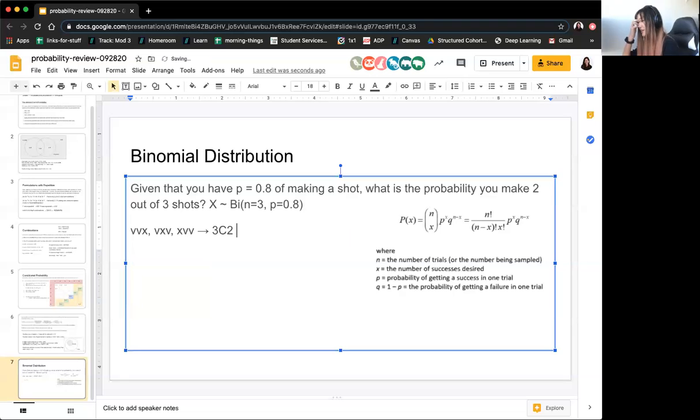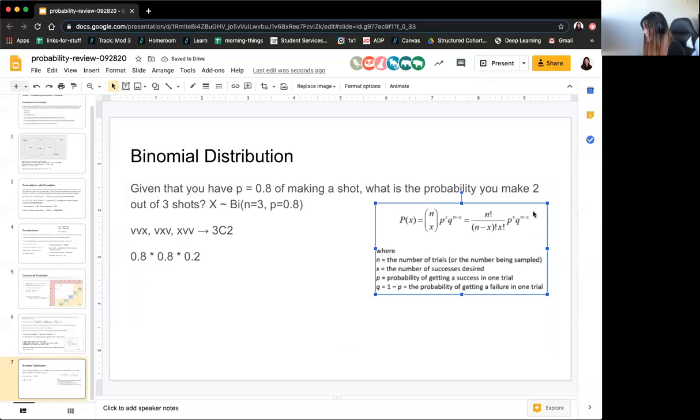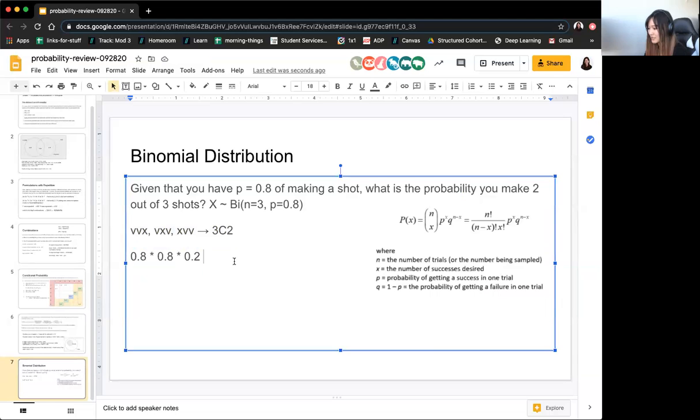So here we have 3 choose 2 ways of making 2 out of 3 shots. Then we bring in the probabilities. Making 2 shots and failing at 1 shot, the probability of that is just 0.8 multiplied by 0.8, because 2 successes, multiplied by 1 failure, 0.2. And this is where the second part of the formula comes from. So the factorial part comes from the number of ways to do it, and this second part just comes from multiplying the probabilities together.